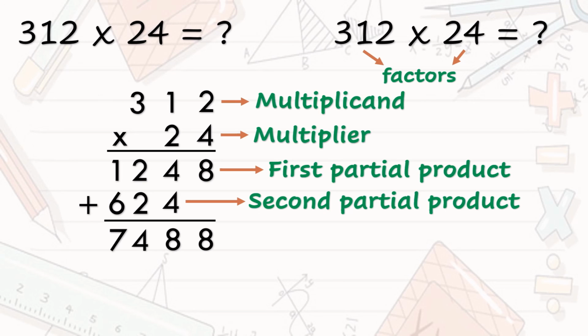And 7,488 is called what? Okay, it is the final product. And it is the final answer. 312 times 24 is equal to 7,488.